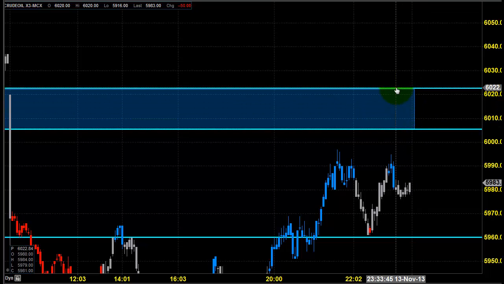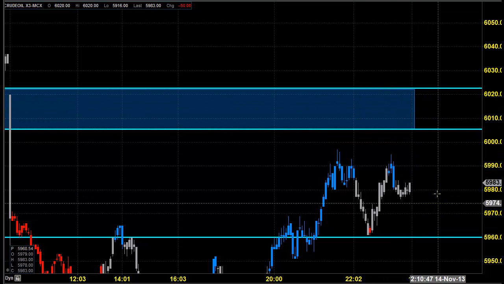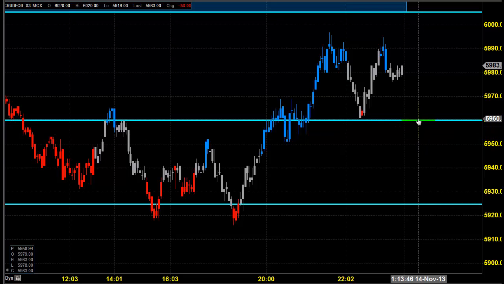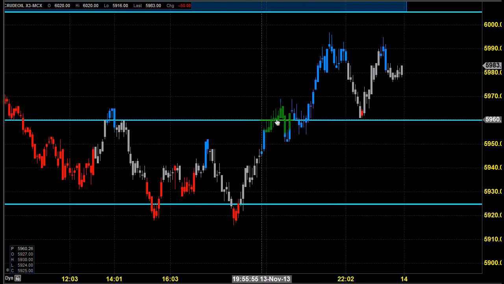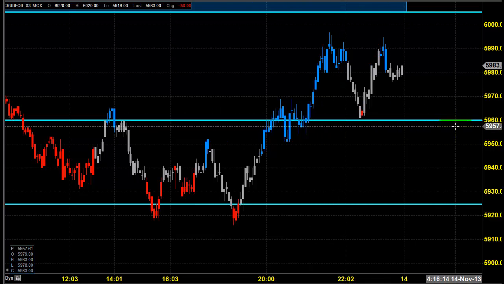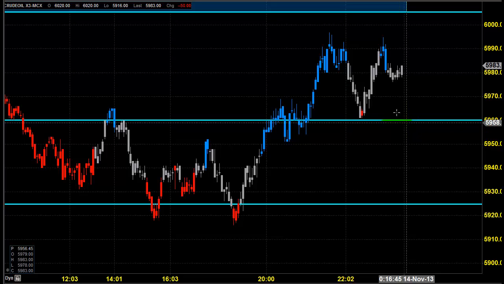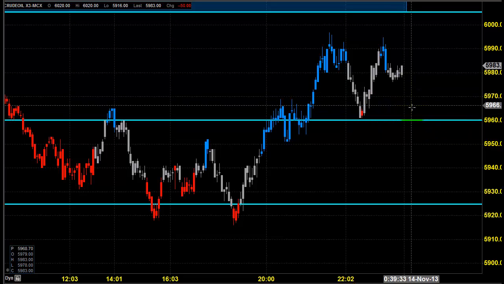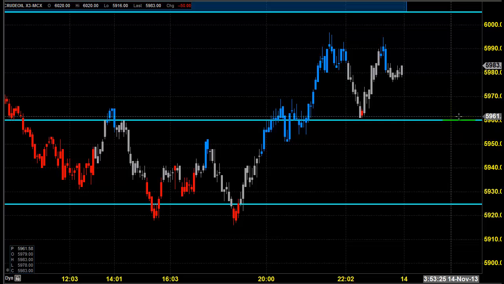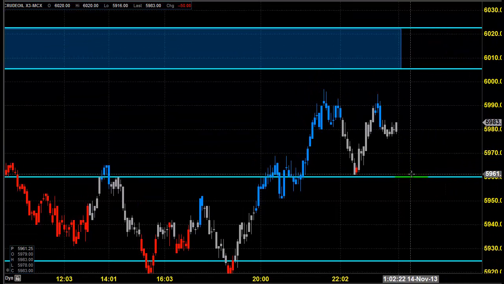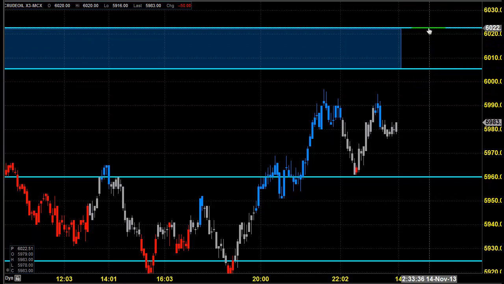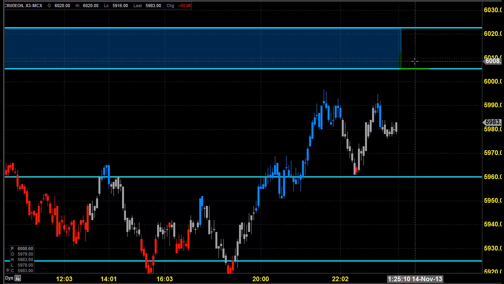Having this 6020 as a resistance zone, the price has the ability to test it. If the price is opening near 5960, you should watch the price action very carefully, because this is going to be the intermediate key zone. If the price is taking a lot of support around 5960 in this particular area, then it will provide a chance for the buyers to push the price and clearly test this area of 6020.